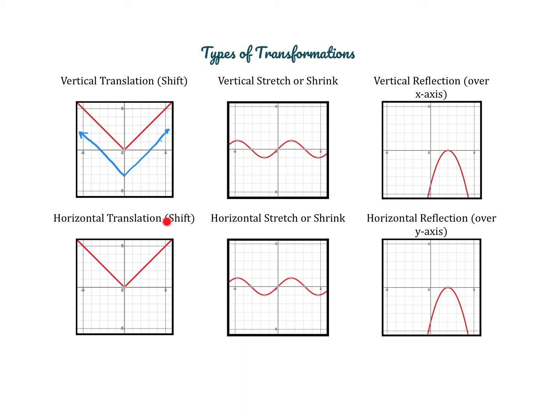For a horizontal translation or shift, we're just moving all of our points left or right by the same number of units. So it could look something like this. This would be a horizontal translation to the right 2 units. So again, it's a rigid movement. The shape and orientation of our graph remain the same. We're just shifting everything left or right for horizontal.